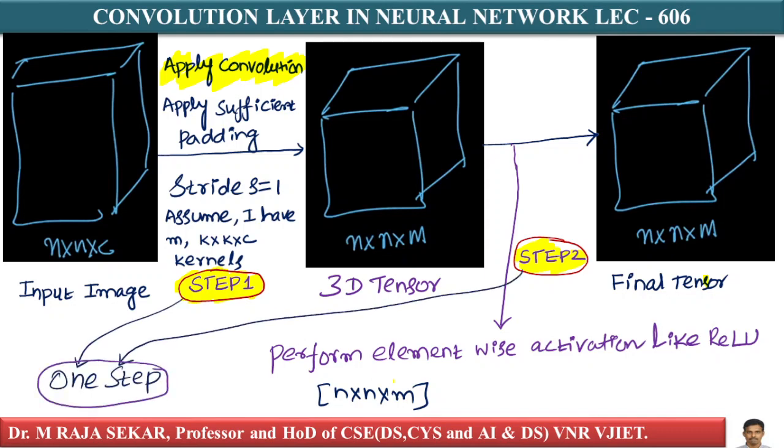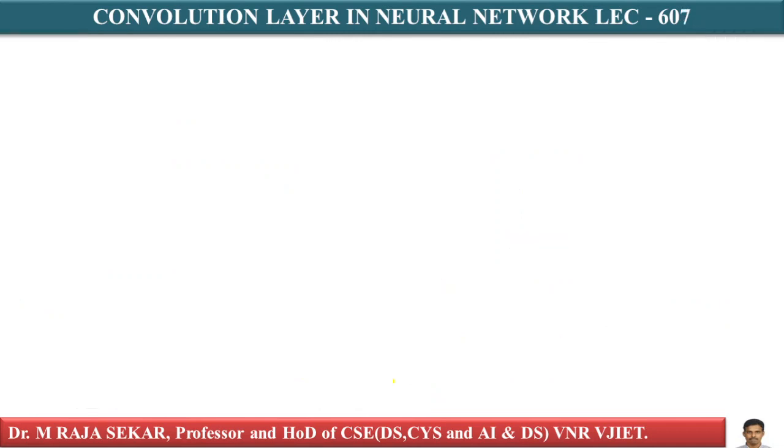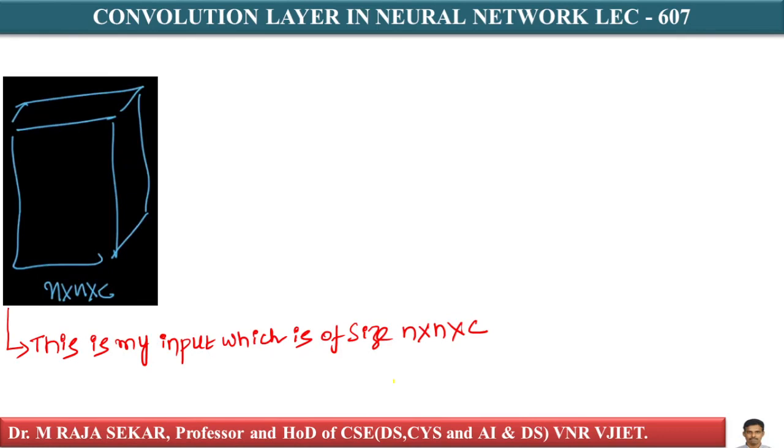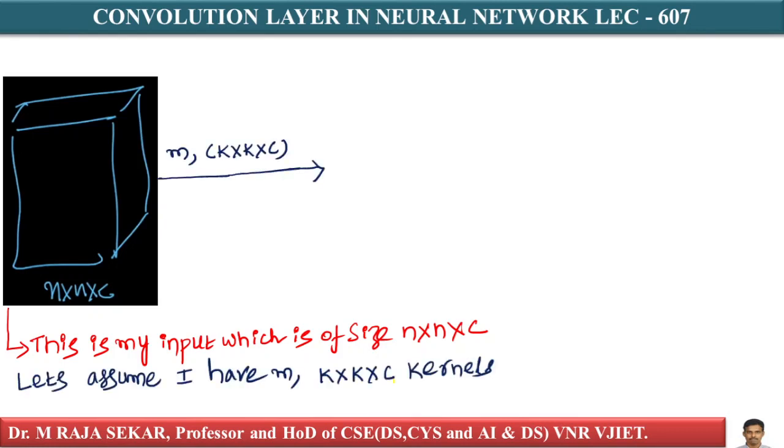Oftentimes, people used to write it as one step. Just see step one and step two, how people often used to write in one step, isn't it? This is my input image. This is my input, which is my n cross n cross c. Let's assume I have m k cross k cross c kernels. Let's assume I am doing sufficient padding and stride s equal to 1.